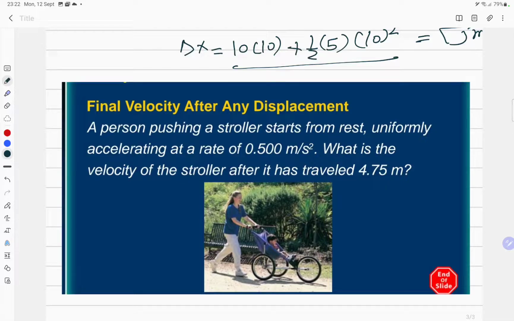A person pushing a stroller starts from rest.